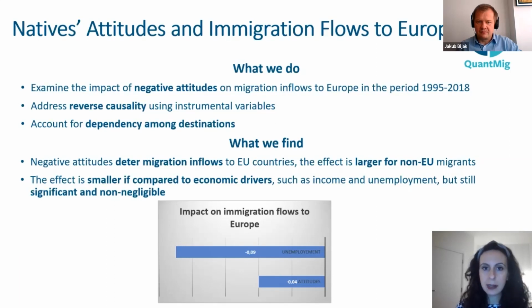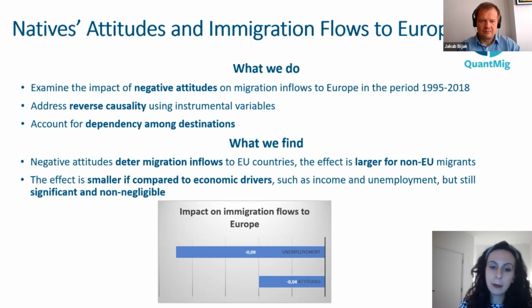Our findings suggest that anti-migration attitudes have a negative and significant impact on migration inflows to EU countries. We find also that the overall effect is larger for migrants coming from non-EU countries than migrants coming from other EU countries. In terms of elasticity, if we compare the effect of negative attitudes with the effect of other economic drivers, as for instance income and unemployment, we find that this is smaller for attitudes but still significant and non-negligible. Here in the graph, we show the comparison between the coefficient of attitudes and unemployment, and we can see that the coefficient of attitudes is about half of unemployment.